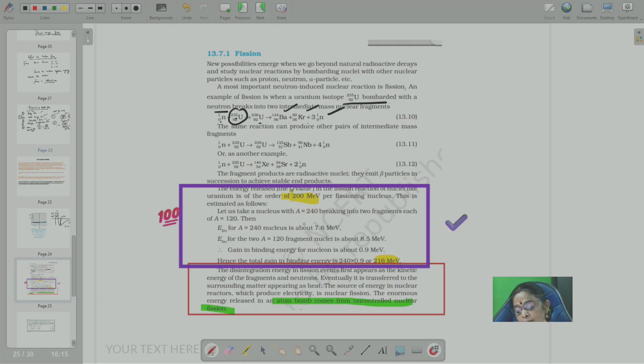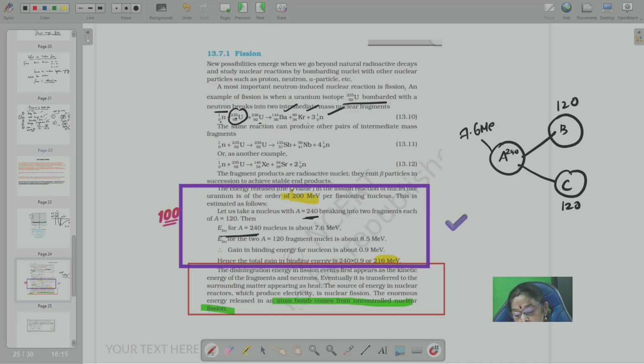You can see here, let us take nucleus A 240. So this is A 240. It is breaking into 2 fragments, that is B and C. B is 120, here also 120. But the binding energy for A is 7.6 MeV, and binding energy for the 2 fragments is 8.5 MeV each. Together it is 8.5 MeV.